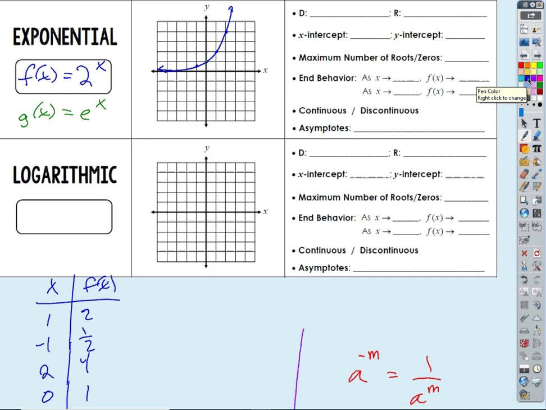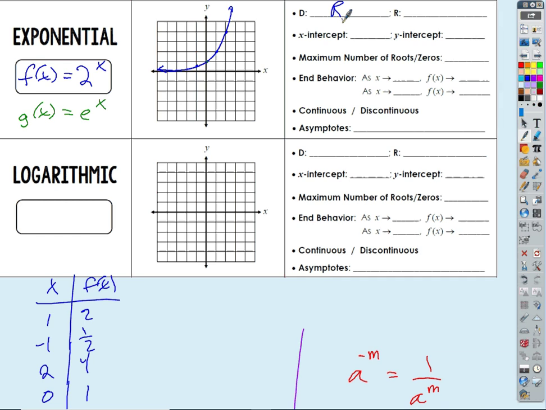What's the domain of an exponential graph? All reals. Everybody agree? I could put in any x value and I'm going to get back a y value. So the domain is all reals. Now what's the range? Y is greater than 0. Greater than 0, right?